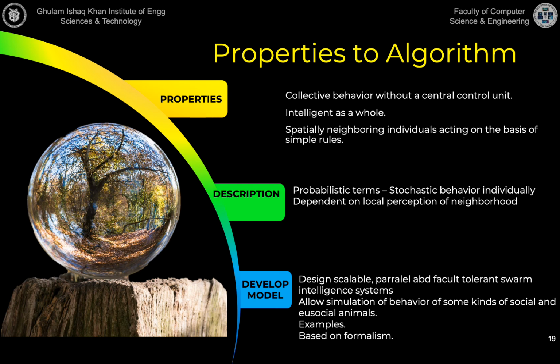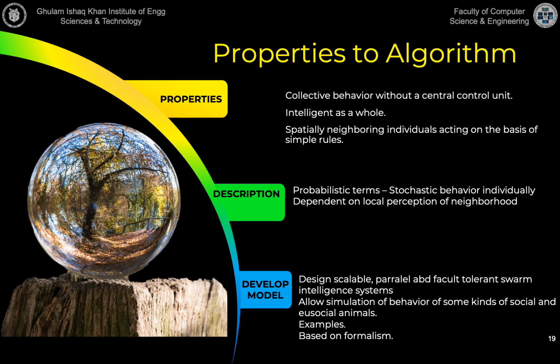Many examples can be observed in nature of swarms that perform some collective behavior without any individual controlling the group or being aware of the overall group behavior. Notwithstanding the lack of individuals in charge of the group, the swarm as a whole can show an intelligent behavior. This is the result of the interaction of spatially neighboring individuals that act on the basis of simple rules. Most often, the behavior of each individual of the swarm is described in probabilistic terms. So we need to use probability, and we've seen something similar done for Markov chains and Markov models. Each individual has a stochastic behavior that depends on its local perception of the neighborhood.